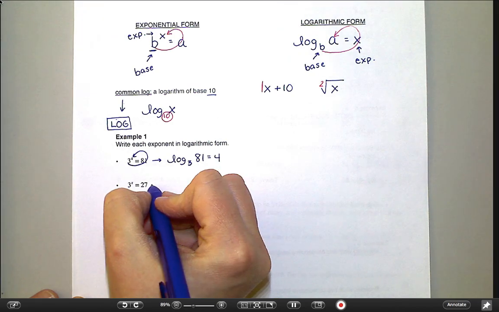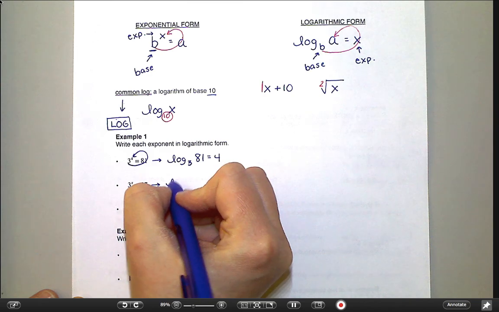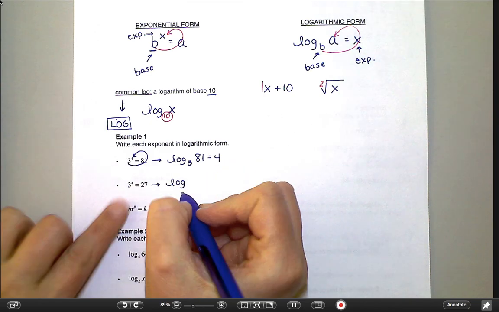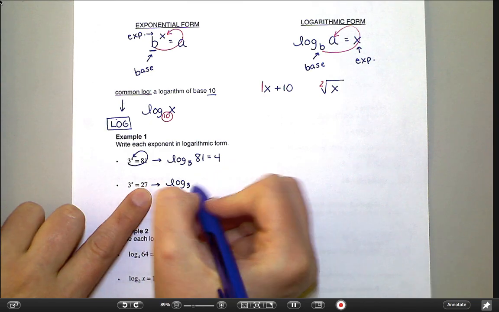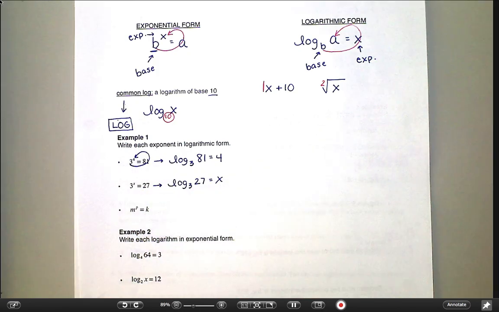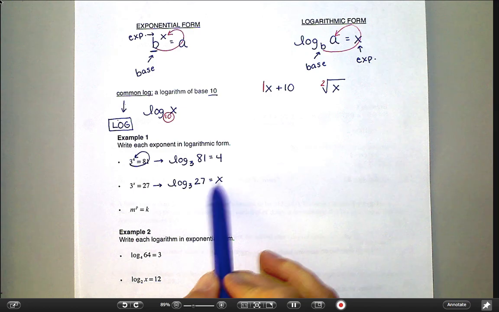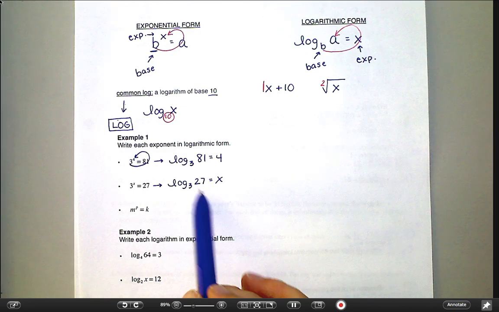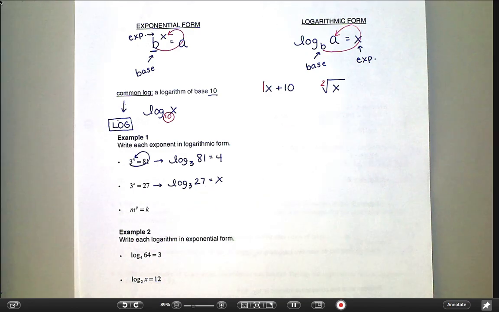Okay. For this next one, it would be log base 3 of 27 is equal to x. And remember, what I'm really asking myself there, if I was trying to figure out what x was, is 3 to what power makes 27? Okay, you actually know the answer to that one already. So you could solve that if you wanted to, but all we're doing is rewriting it as a log.